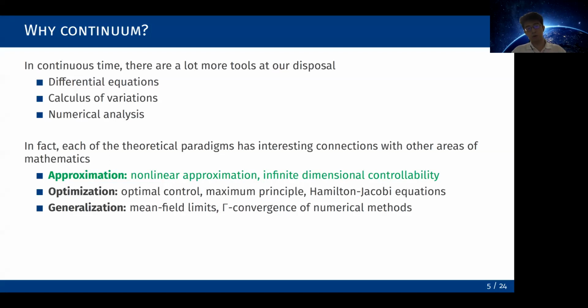And from the optimization point of view, you might have heard from previous talks and also subsequent talks, the connection between this training problem and optimal control, the maximum principle, Hamilton-Jacobi equations, and related concepts. And more recently, there's a lot more work on the generalization aspects, dealing with mean field limits and also gamma convergence of numerical methods, which again draws connections between seemingly disparate fields of study. Okay, so in this talk, I'm going to focus on the approximation work, which is surprisingly little studied, but it has some interesting aspects that one can talk about.